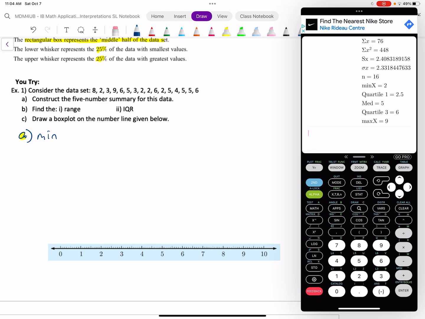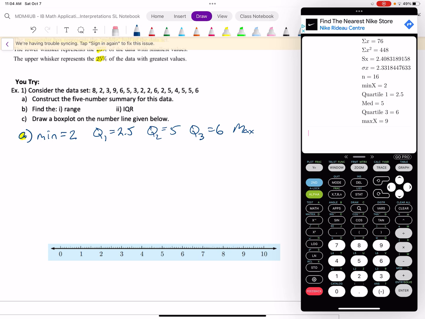So I want my minimum, which is 2, according to my calculator. My Q1, 2.5. Q2 or median is 5. Q3 is 6. And then my max is 9.